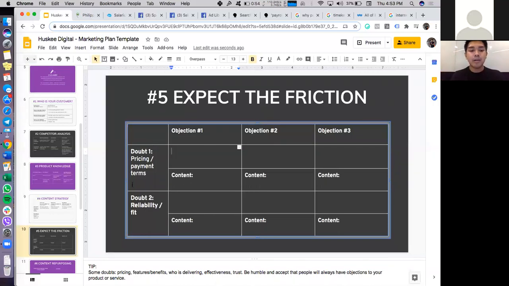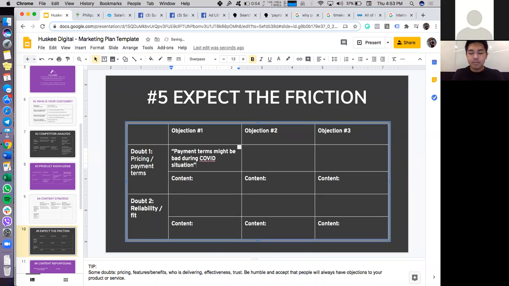All right, so let's say for example, pricing and payment terms. If I were Henry, the VP of HR, what are some of the objections that I have? Let's say for example, payment terms might be bad during the COVID situation. Okay, so that could be one objection that Henry has. Another objection could be: I don't want to pay per user. For example, I don't want to pay per user. I want a fixed fee. I want a fixed fee.